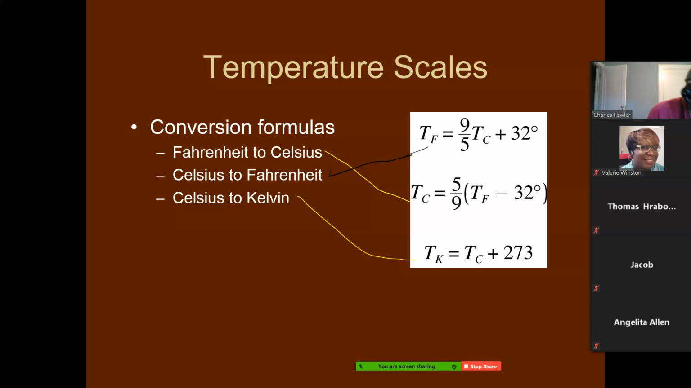So let's do example 1. And I think I'll do it on this slide because it's here for you to see the things. The average human body temperature is 98.6. Let me see if I can get my pen to show up here. There it is.